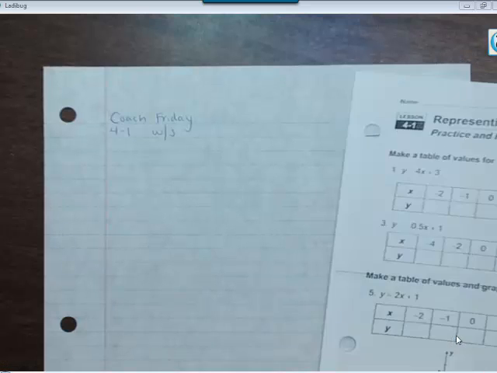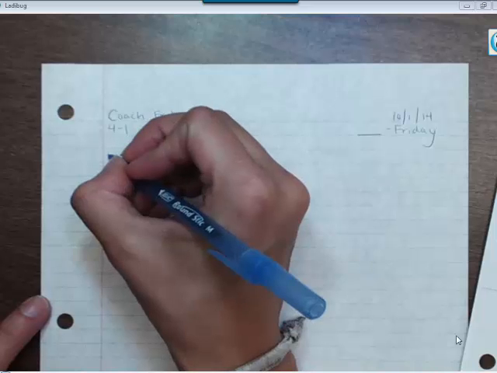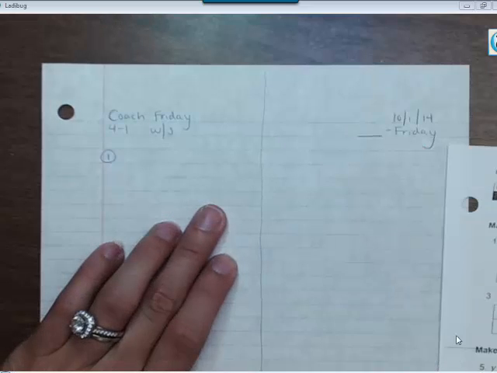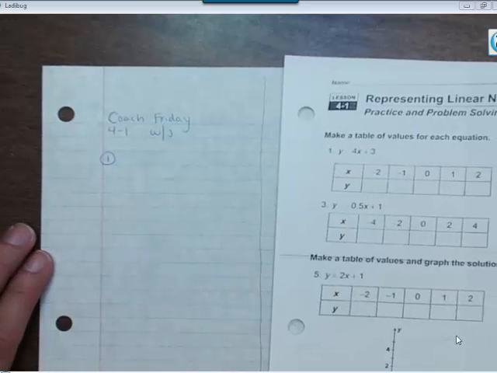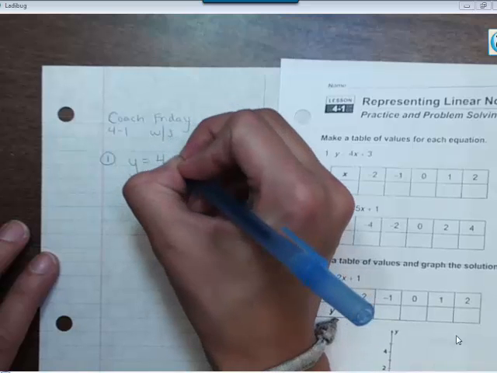Okay, and let's go over what I expect you to do on this worksheet. So here's the worksheet. I already headed my worksheet. You can fold it in half if you want to. If not, you can draw a line. So for number one, I'm going to be writing my equation. So this equation is y is equal to 4x plus 3.